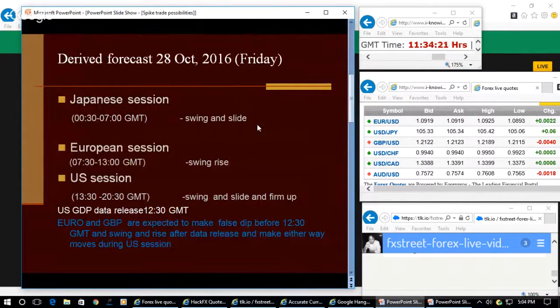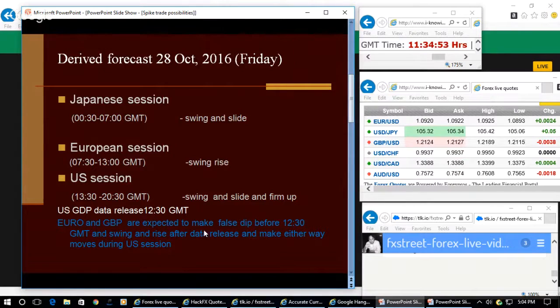Now coming to the forecast part, which I gave during the Asian session live market analysis. Today they are expected to make the swing and slide during the Japanese session, and then in the European session they are expected to make the swing and rise. After the US GDP data, they are expected to make some rise, and then again during the US session, they are expected to make a swing and slide move, and towards close they are expected to make a nominal move. This is what is envisaged by the forecast.